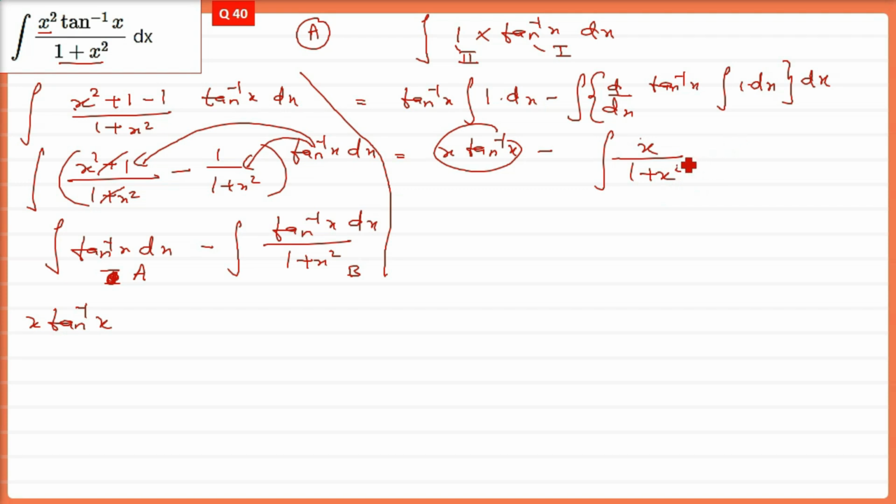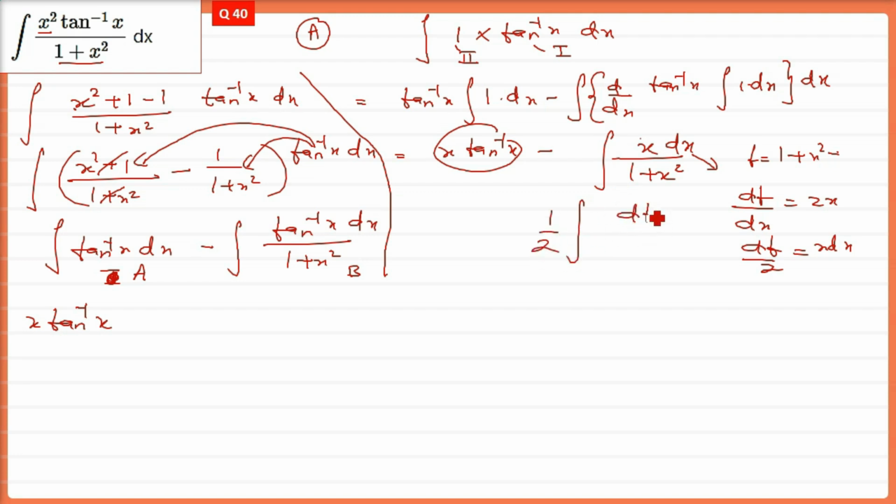Now integration of x by 1 plus x square is quite simple because 1 plus x square can be taken as t. When you take this as t, dt by dx will be equal to 2x. So dt by 2 will be equal to x dx. So this x dx can be written as dt by 2. So this is dt by t, and the half you can bring outside. So half log modulus of t plus constant of integration.